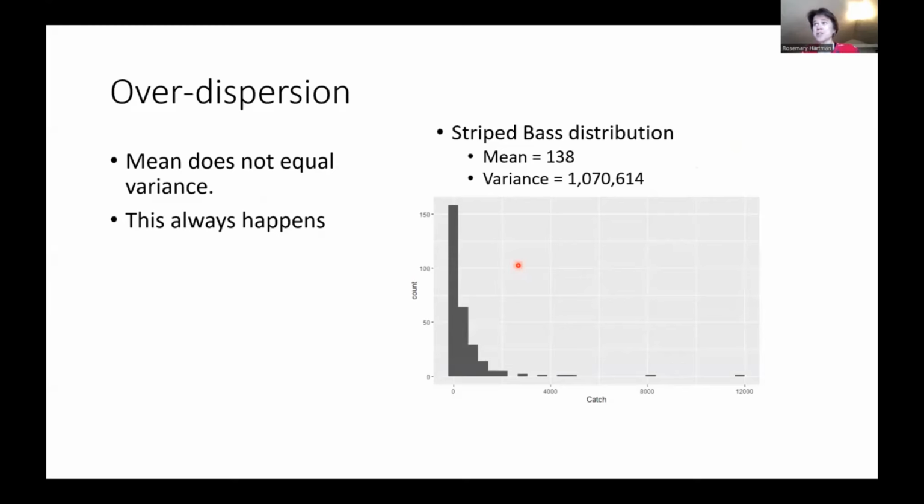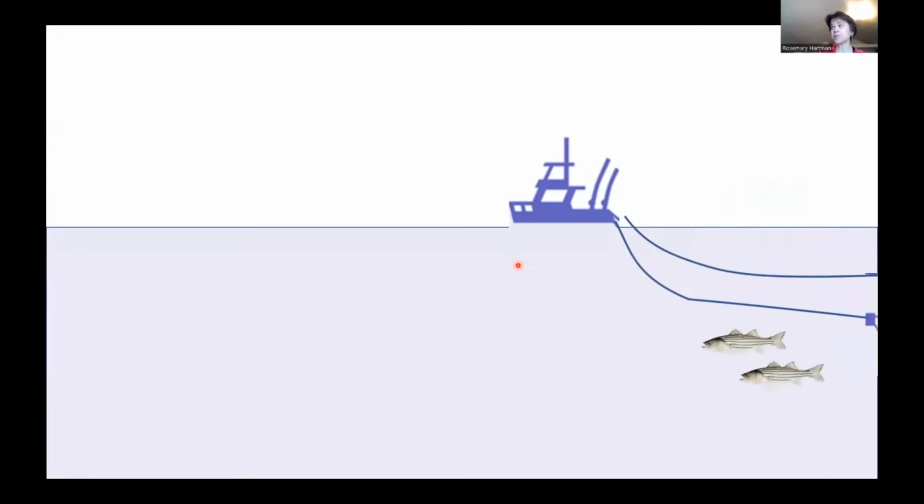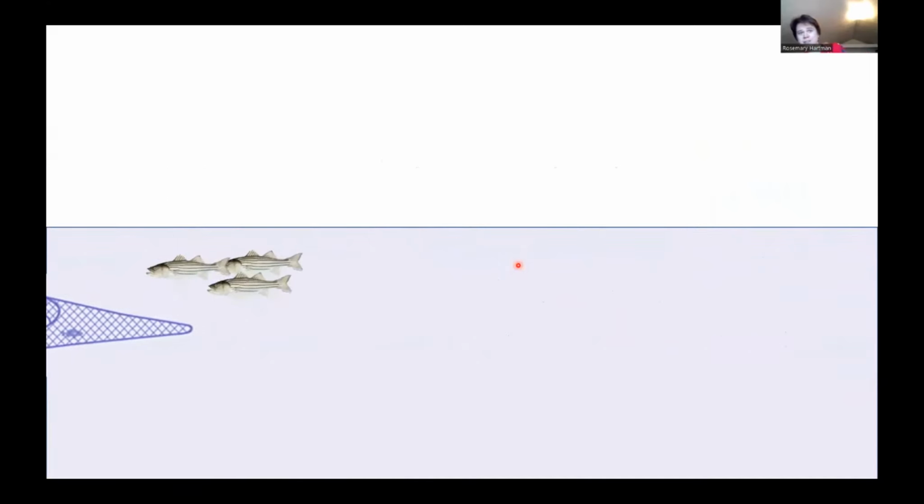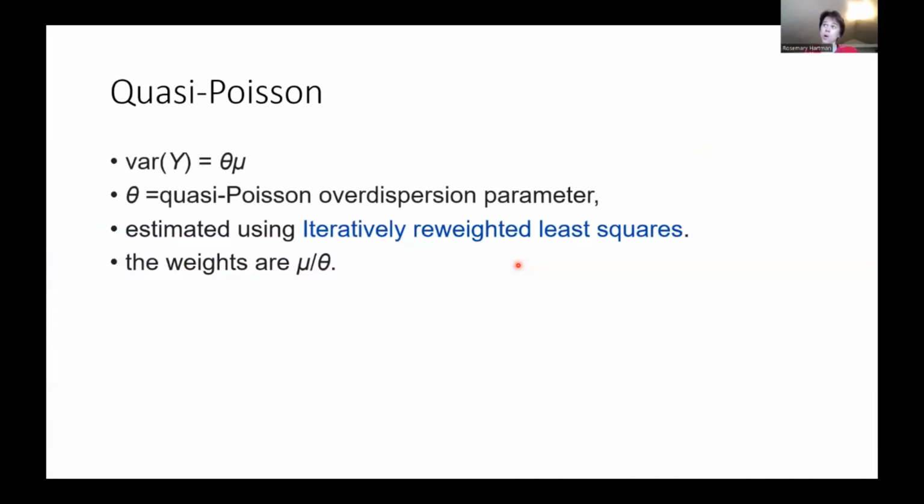When your data are over dispersed, the mean does not equal the variance. For example, in our striped bass data, mean is 138, variance is over 1 million. This always happens because they're trawling along, and you'll end up with a school of fish. You'll end up with a dry spell with no fish. Fish will hide in the weeds. A sea lion will scare some fish into your net. Like, it never works. So what do we do? There's a couple of tricks that we can use. The first is a quasi-Poisson distribution that includes an over-dispersion parameter.